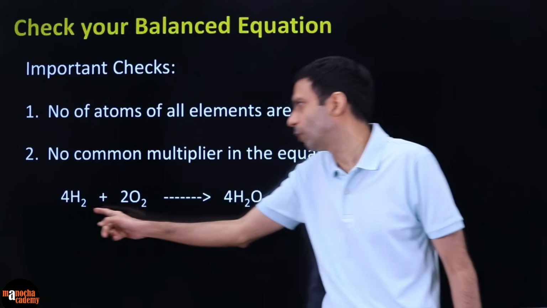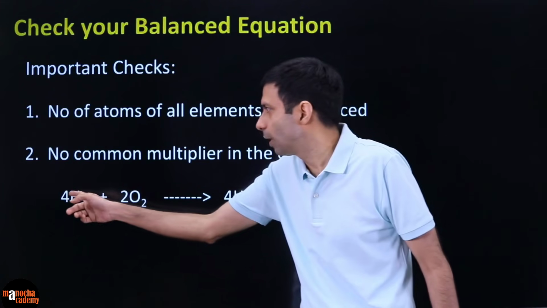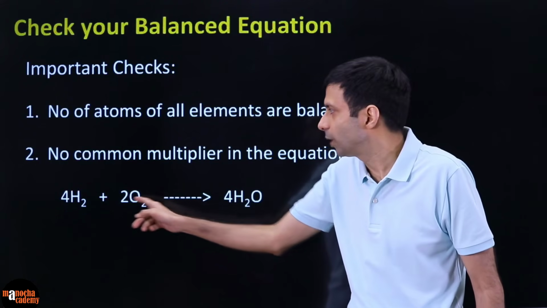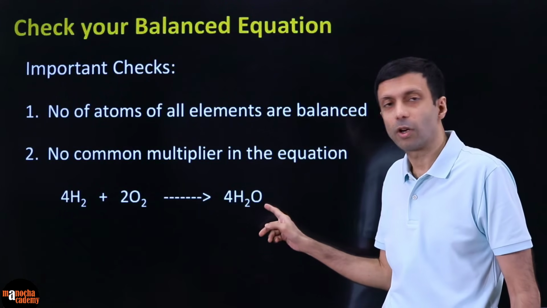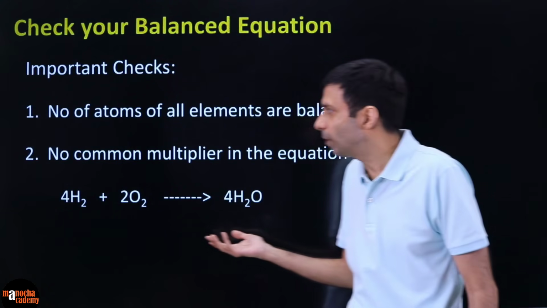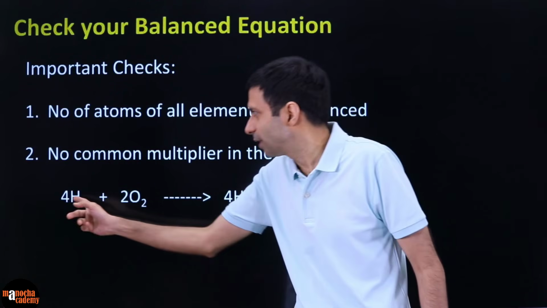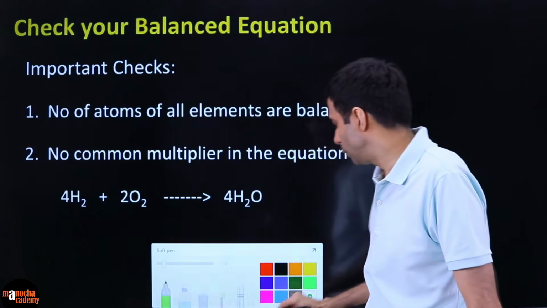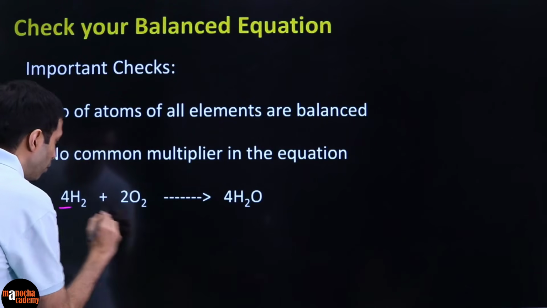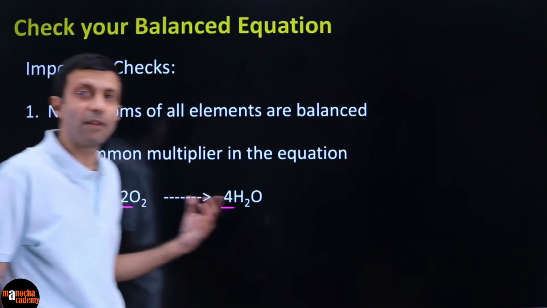If you guys look at this equation, is it balanced? It looks like it's balanced because you have 4 times 2, 8 hydrogen, 4 times 2, 8 hydrogen, 2 times 2, 4 oxygen, 4 oxygen. So both hydrogen, oxygen are balanced. But what is the problem? You have sort of overbalanced it, because you can see what are the coefficients here. So what are the multipliers? 4, 2 and 4. Do always check if they have a common factor.